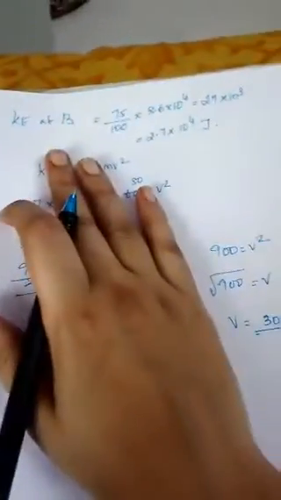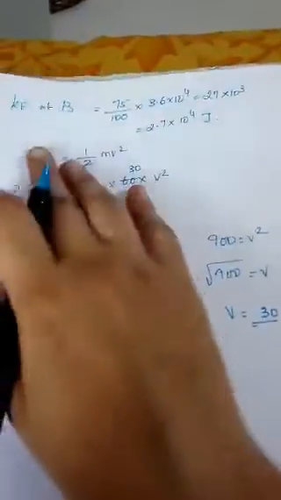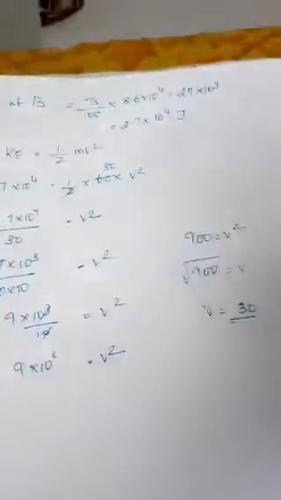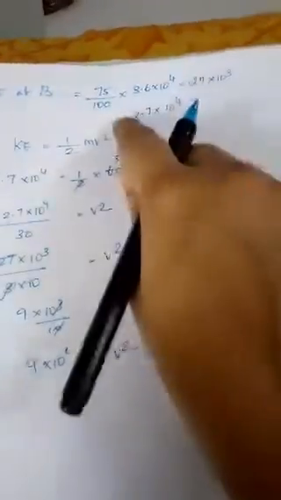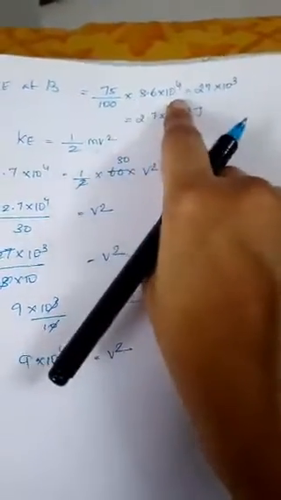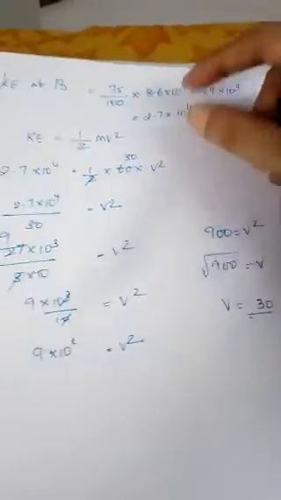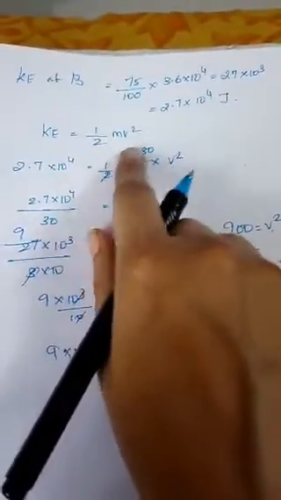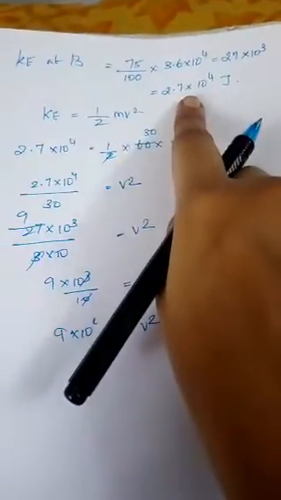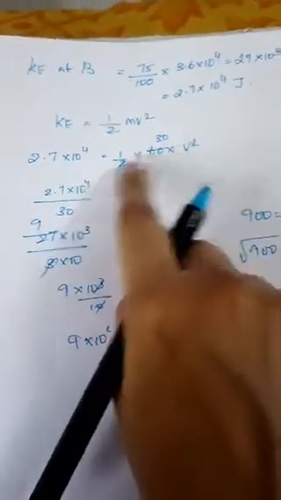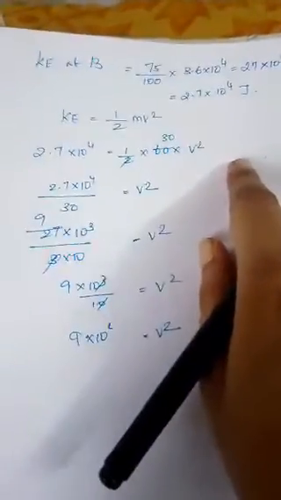So they are asking us to find the kinetic energy at the point B, which is nothing but 75% of the loss in potential energy. So 75% means 75 by 100 into 3.6 into 10 power 4. You solve it, you will get your kinetic energy, and using this I'm going to find my velocity. Therefore kinetic energy is equal to half mv square. So what is your kinetic energy at this point? 2.7 into 10 power 4, and mass is 60. Therefore 1 by 2 into 60 into v square.